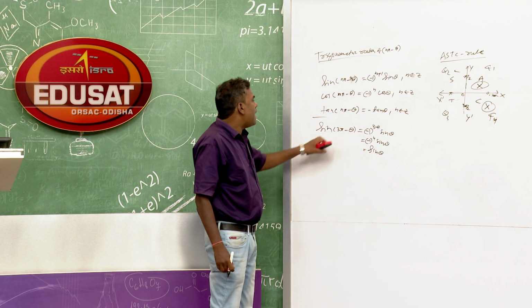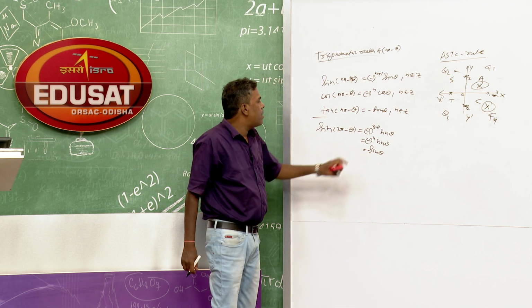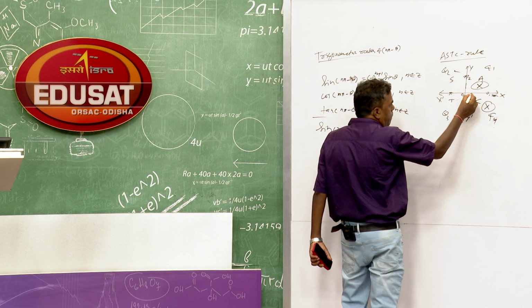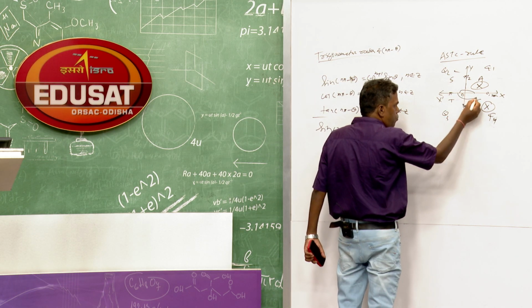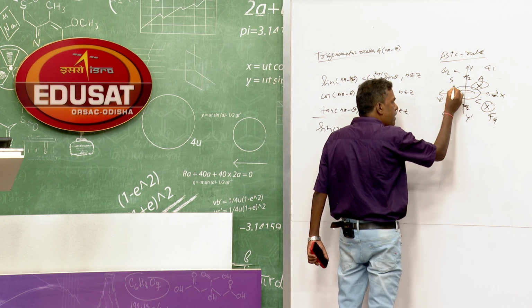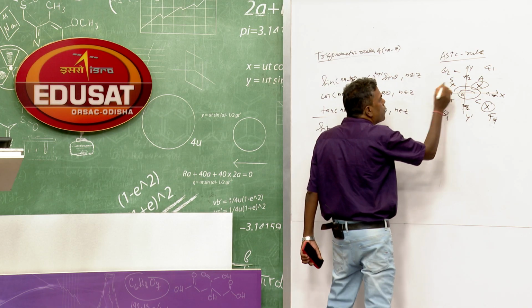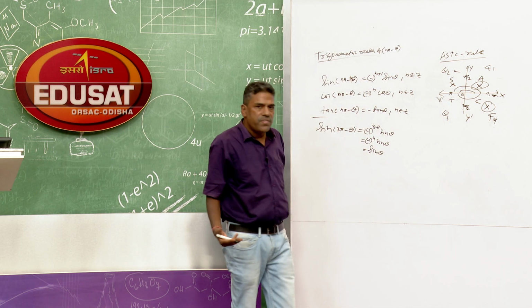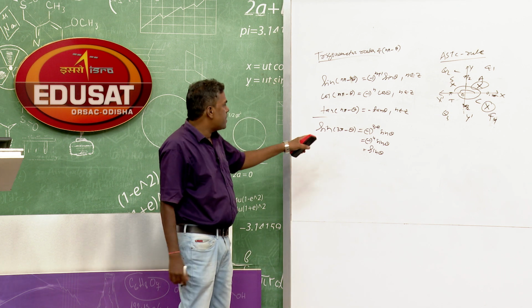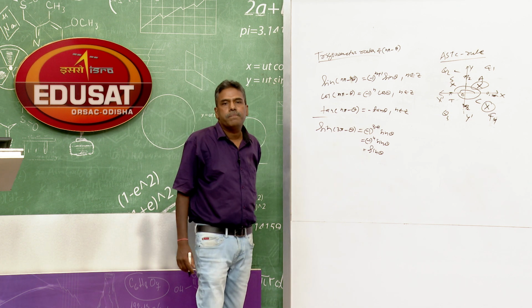Now you see, sin 3 pi minus theta: this is pi, here is 2 pi, then 3 pi minus theta is in quadrant 2. In quadrant 2 sin is positive. So, sin 3 pi minus theta is sin theta, that is positive.